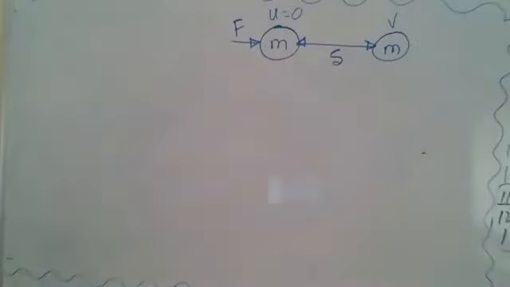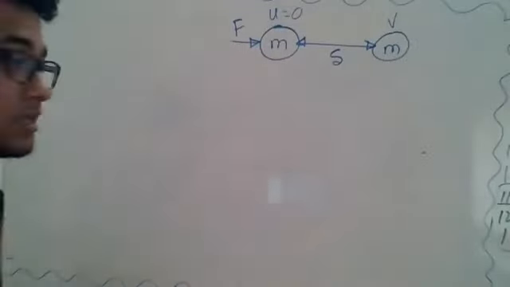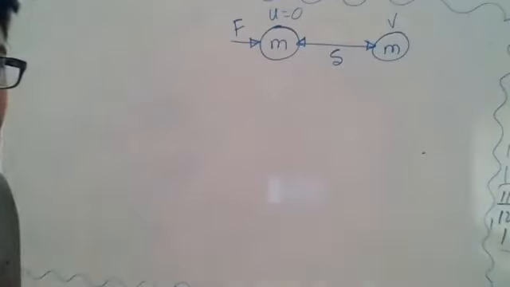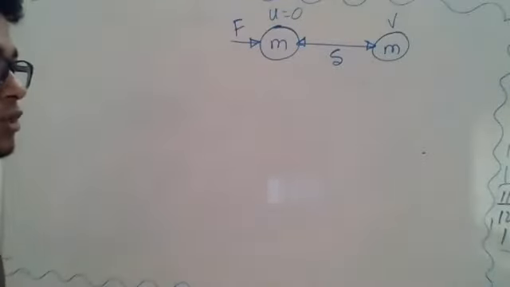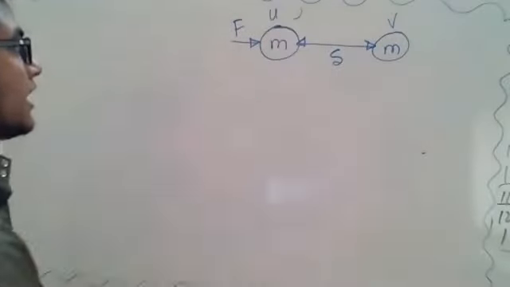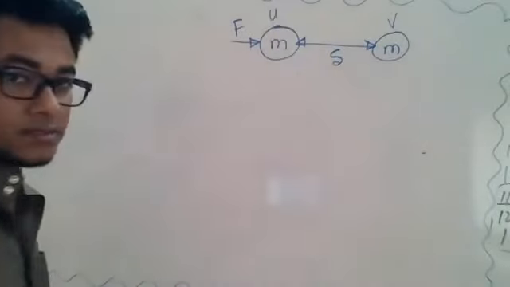Okay. Now, in this case, we considered that the body was at rest. It was at rest, it was static. That means the initial velocity is 0. Now, what if the body was not static? That means the body was not at rest. The initial velocity was not 0. Then how will the equation look?